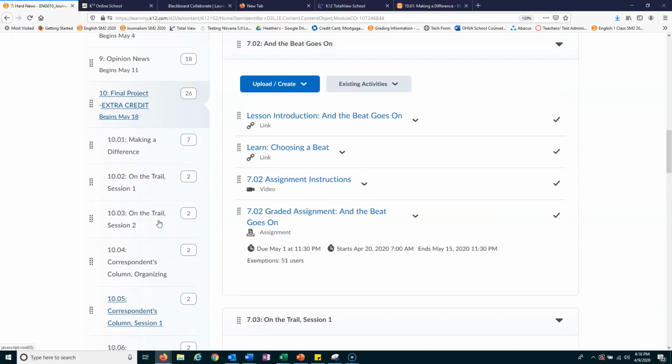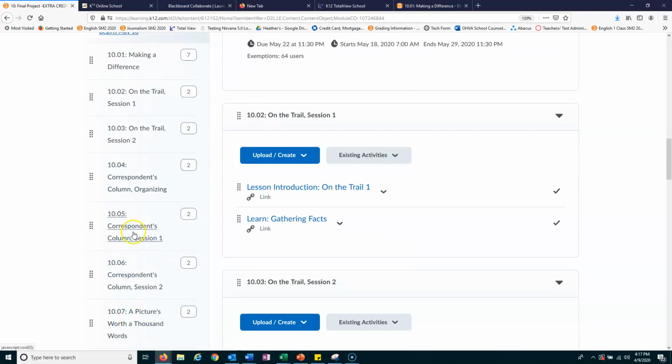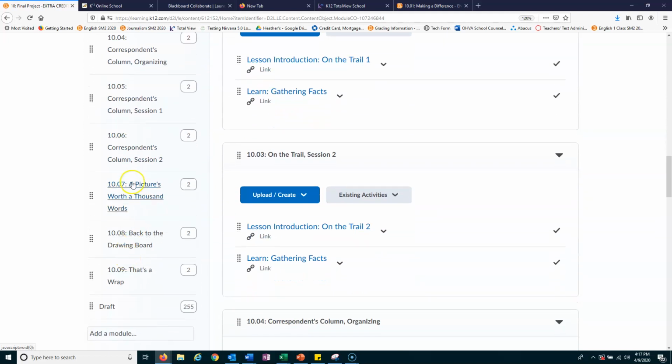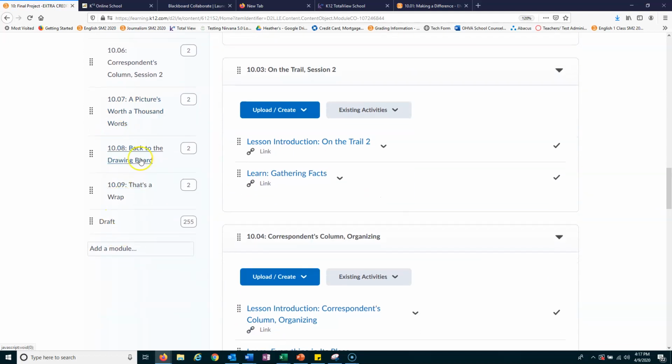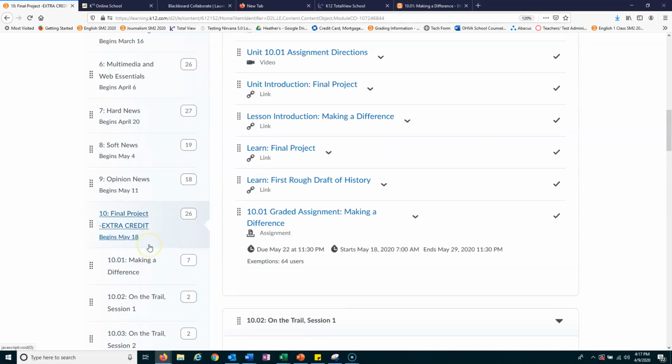If we look at Unit 10, 10.01 is the actual assignment where the Dropbox is, but all of these other 10.02, 3, 4, 5, 6, all the way down to 9, those are basically steps of you writing 10.01. So legitimately, there's only one assignment. The rest of these are just the steps to completing 10.01. I just want to make sure to clarify that.